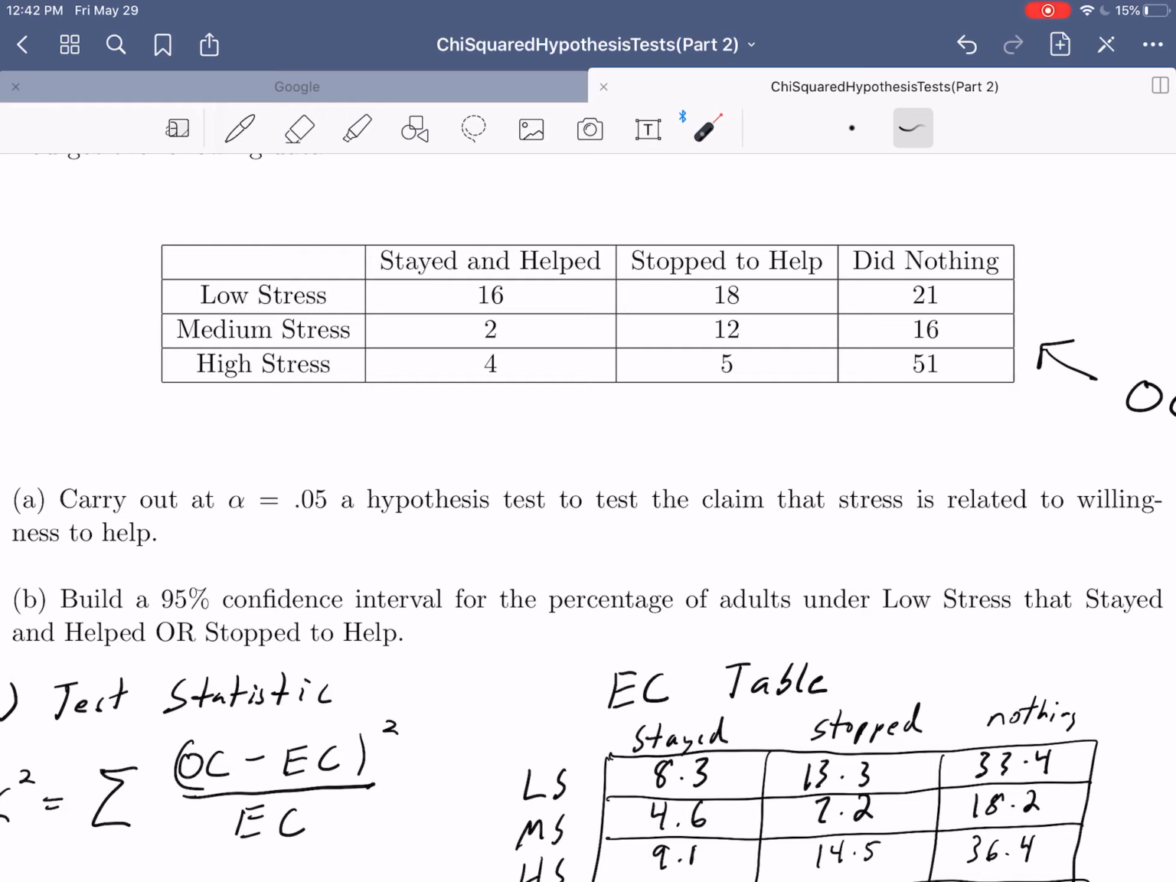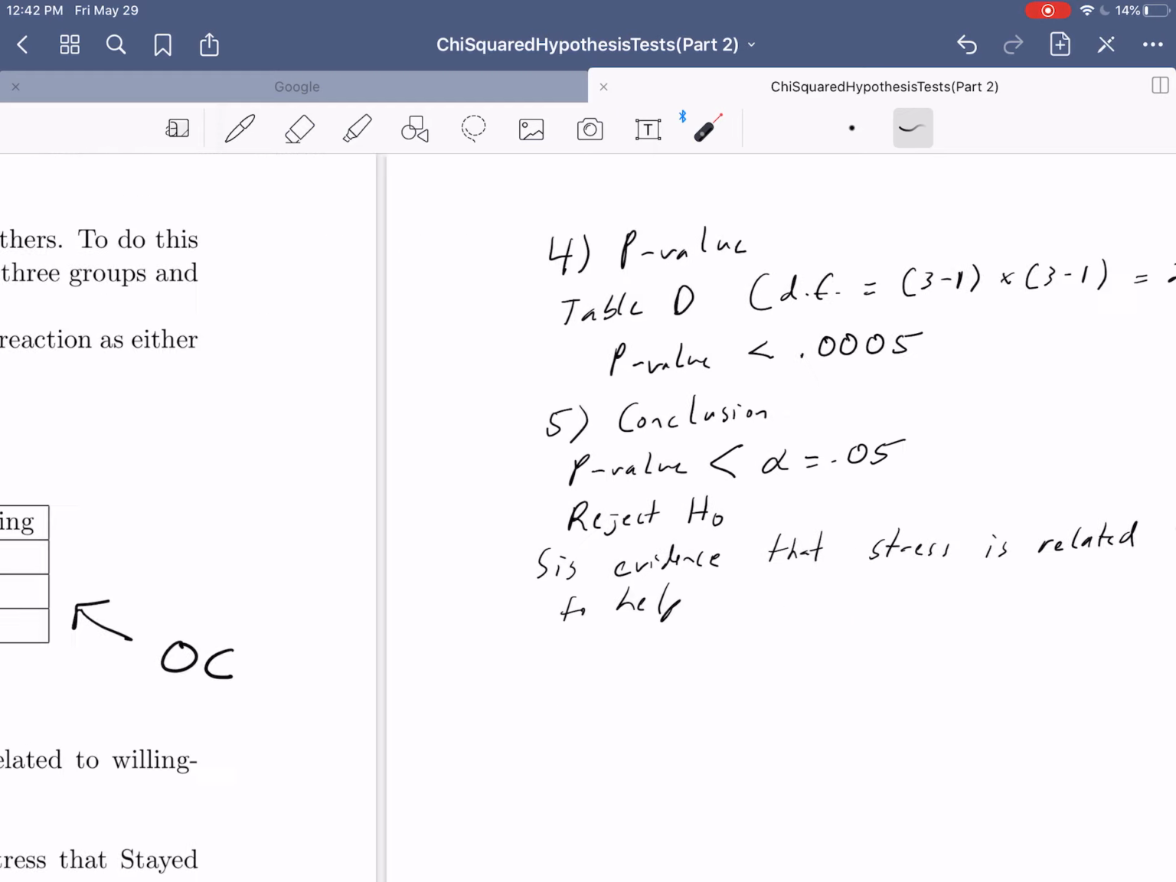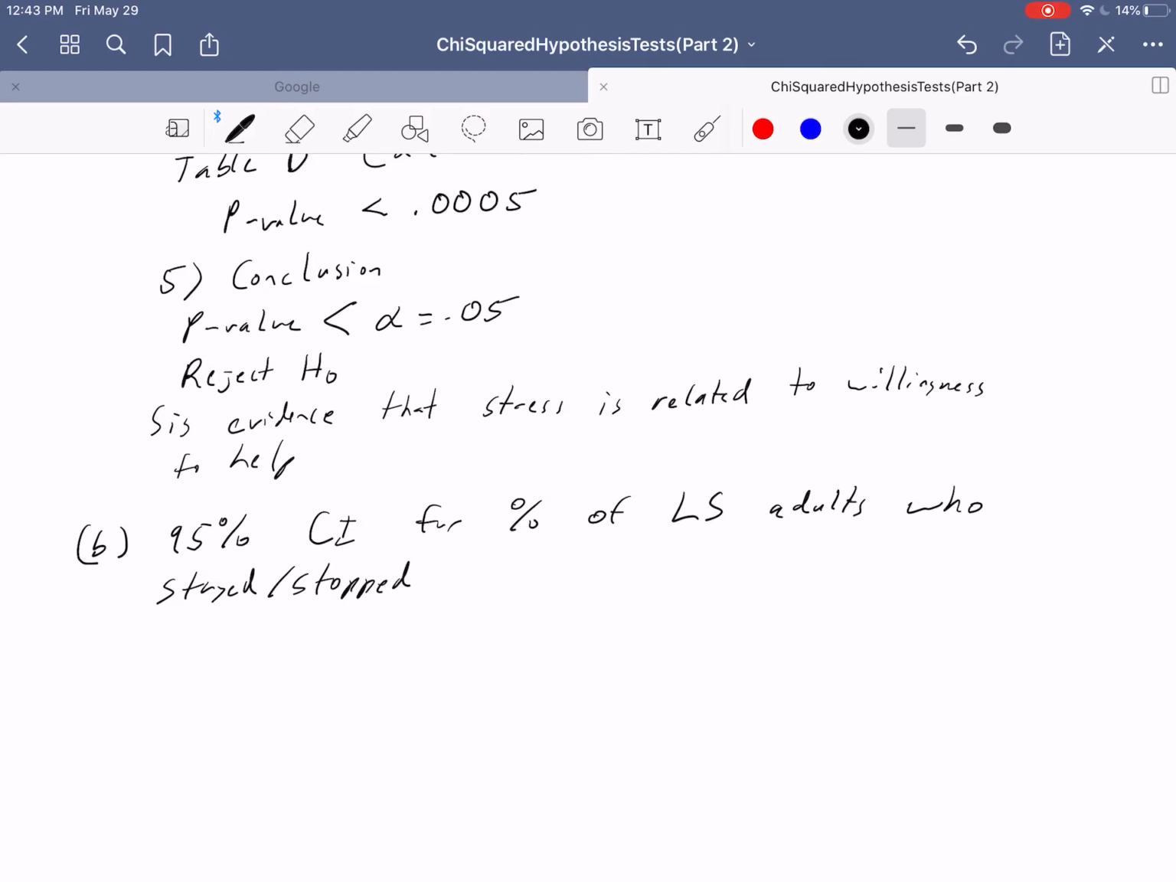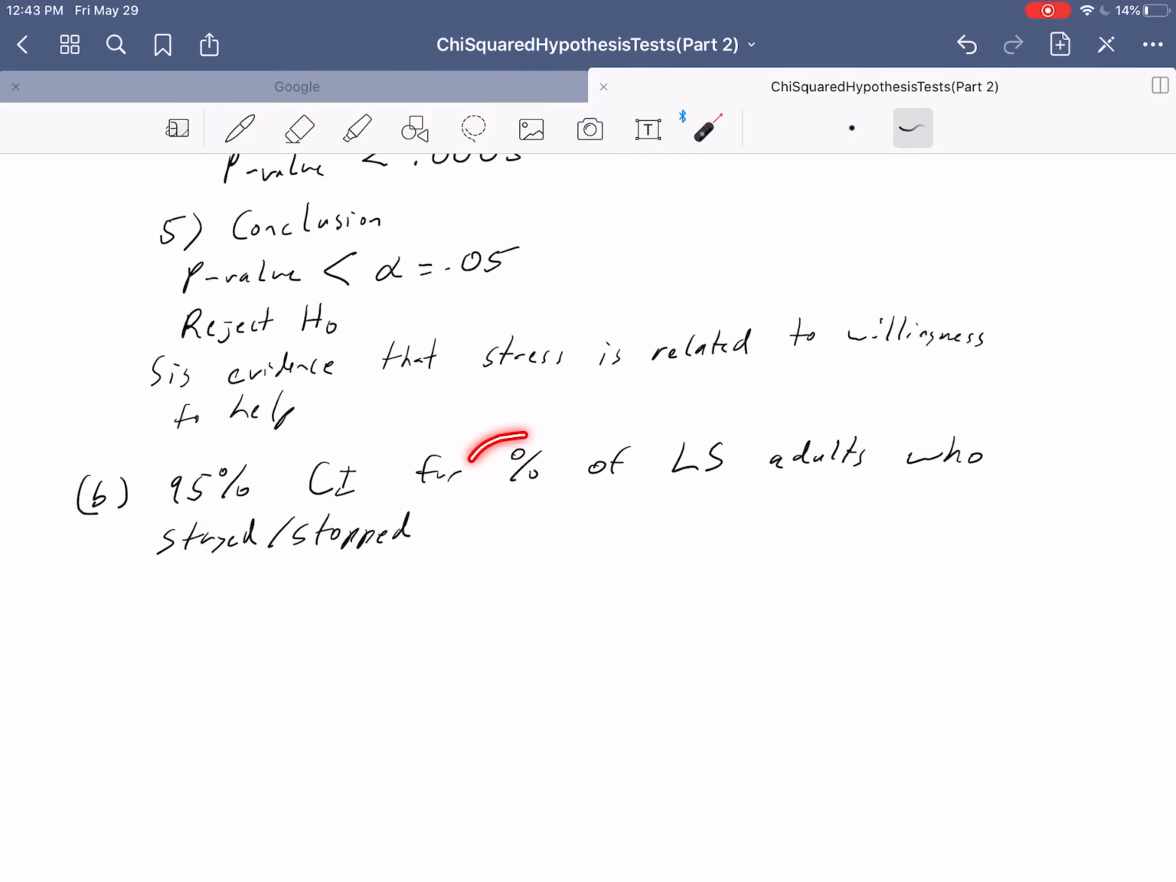In other words, we're not combining all the people together, low stress, medium stress, and high stress, because in part A, we figured out that these are related. So it's not really fair to lump the low stress, medium stress, and high stress people together, since apparently stress is an important factor here. So we're only going to be looking at the percentage of low stress individuals that stayed or stopped to help. So let's go ahead and do that. So for part B here, we want a 95% confidence interval for the percentage of low stress adults who stayed/stopped. Okay. Now, we are estimating here a single percentage.